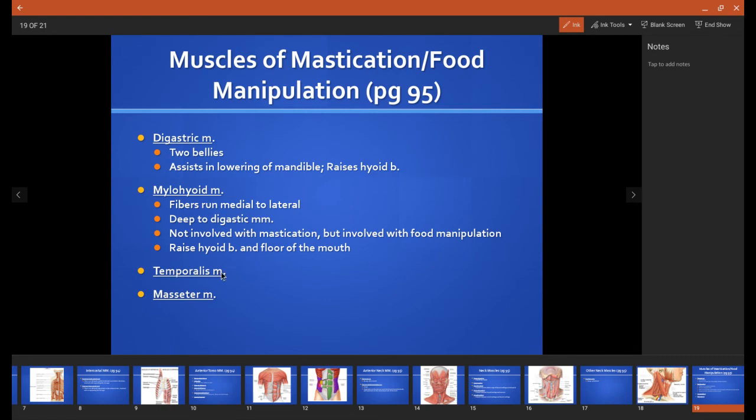And then we're also going to have temporalis and the masseter muscle. So temporalis is found on the temple. Masseter is going to be found on the edge of your jaw or mandible.